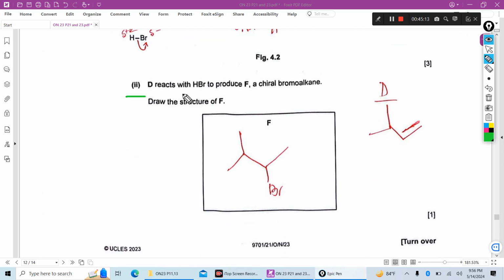Part 2: D reacts with hydrogen bromide to produce a chiral bromoalkane. Draw the structure of F. So the chiral carbon is this. Hydrogen is added to this carbon, bromine to this carbon, and the double bond becomes a single bond. So this is the chiral center, F.